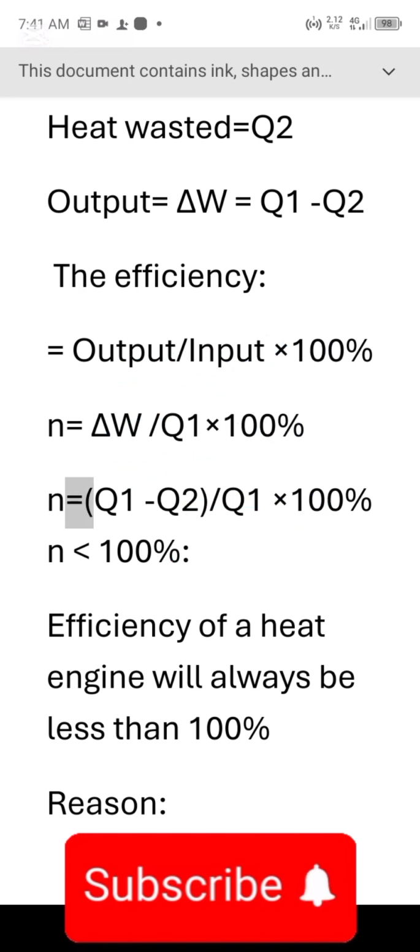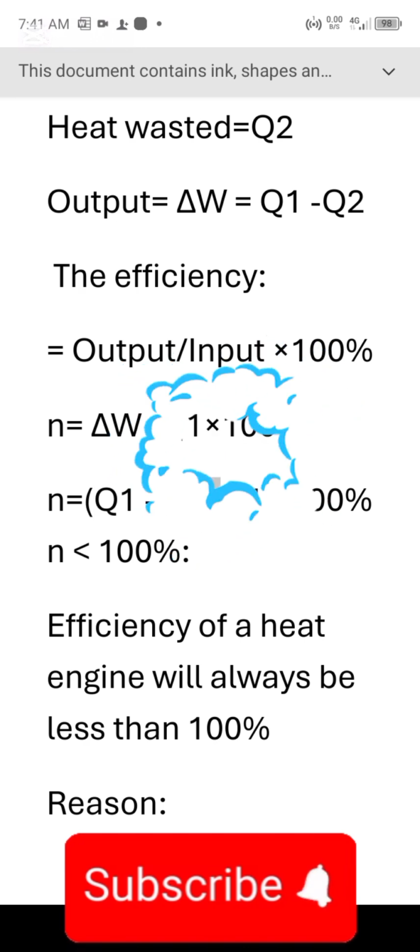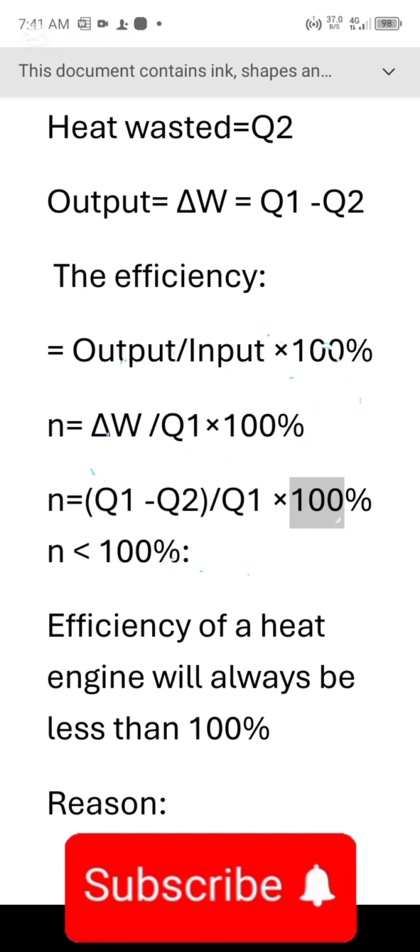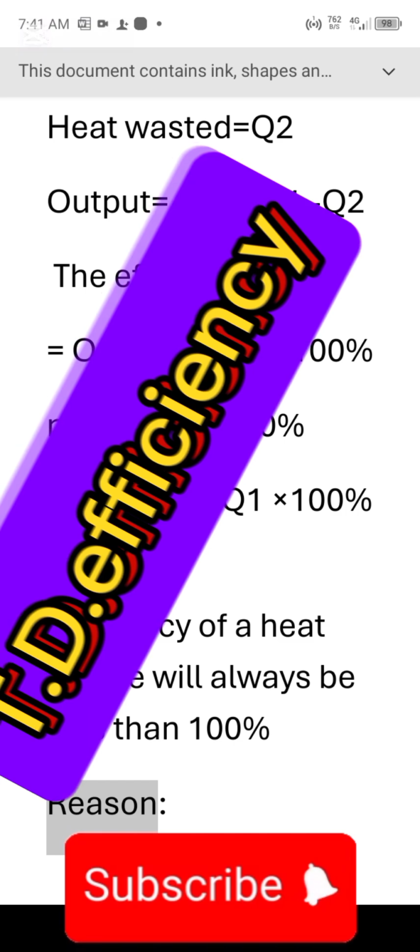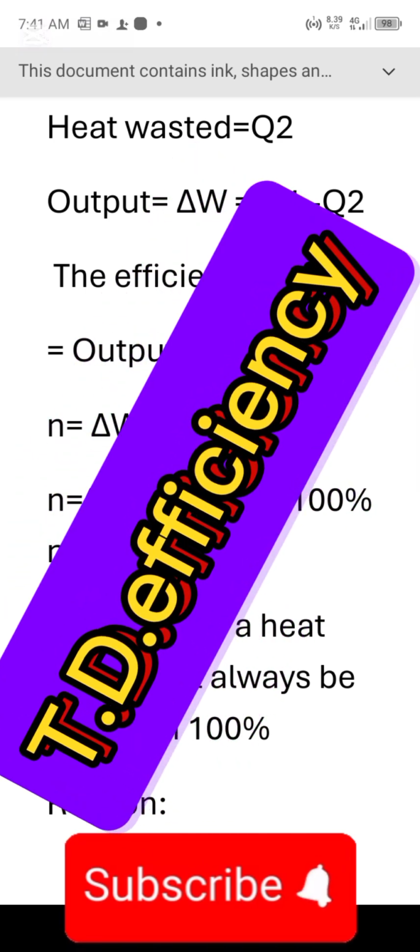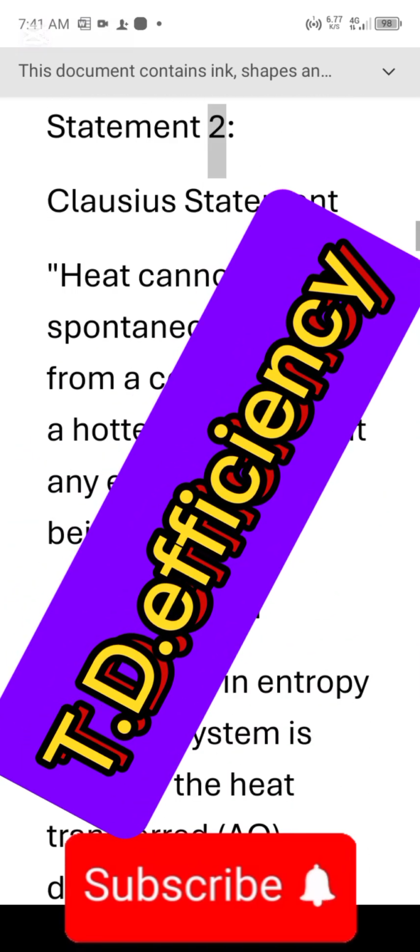η equals (Q1 minus Q2) divided by Q1 times 100%, so η is less than 100%. The efficiency of a heat engine will always be less than 100%. Reason: Q2 is less than Q1.